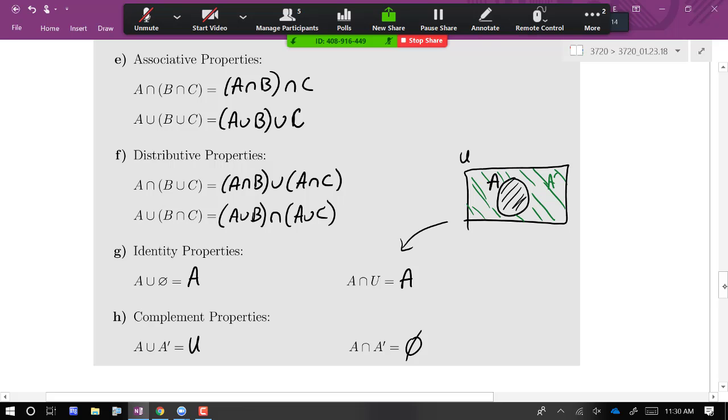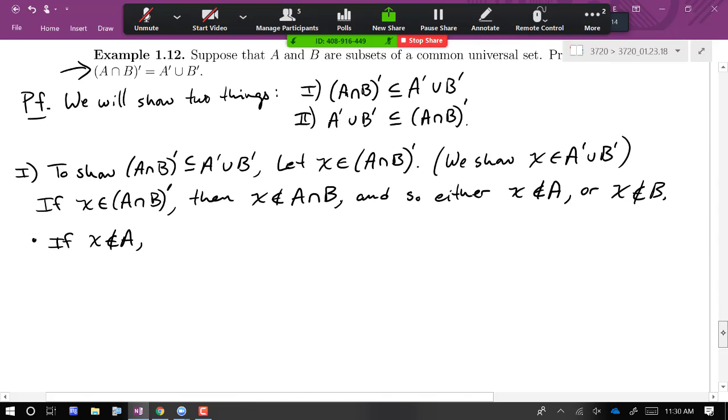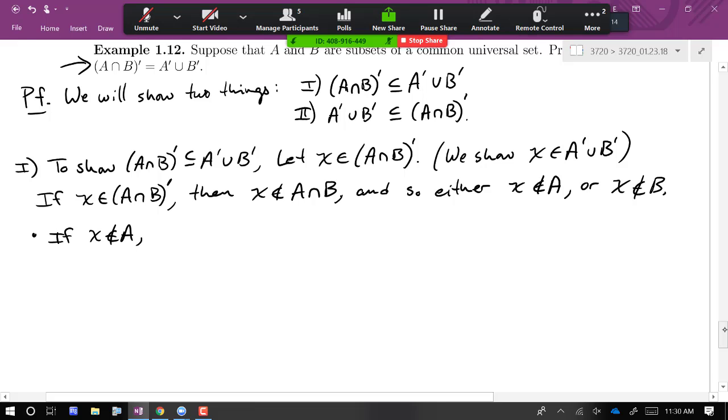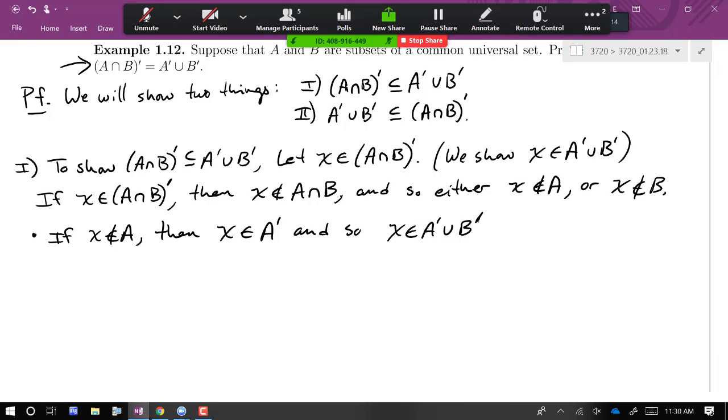That's what I mean when I say I'm really taking baby steps here. I'm just going by definition. What does it mean to not be in a set? It means you have to be in the complement. So we know that if X is not in A, then X is in A complement. And if you're in A complement, you're certainly in the union of A complement and anything. In particular, you're in the union of A complement and B complement. To be in the union, you only need to be in one of them. So once I've established it's in one of these, then we're done.